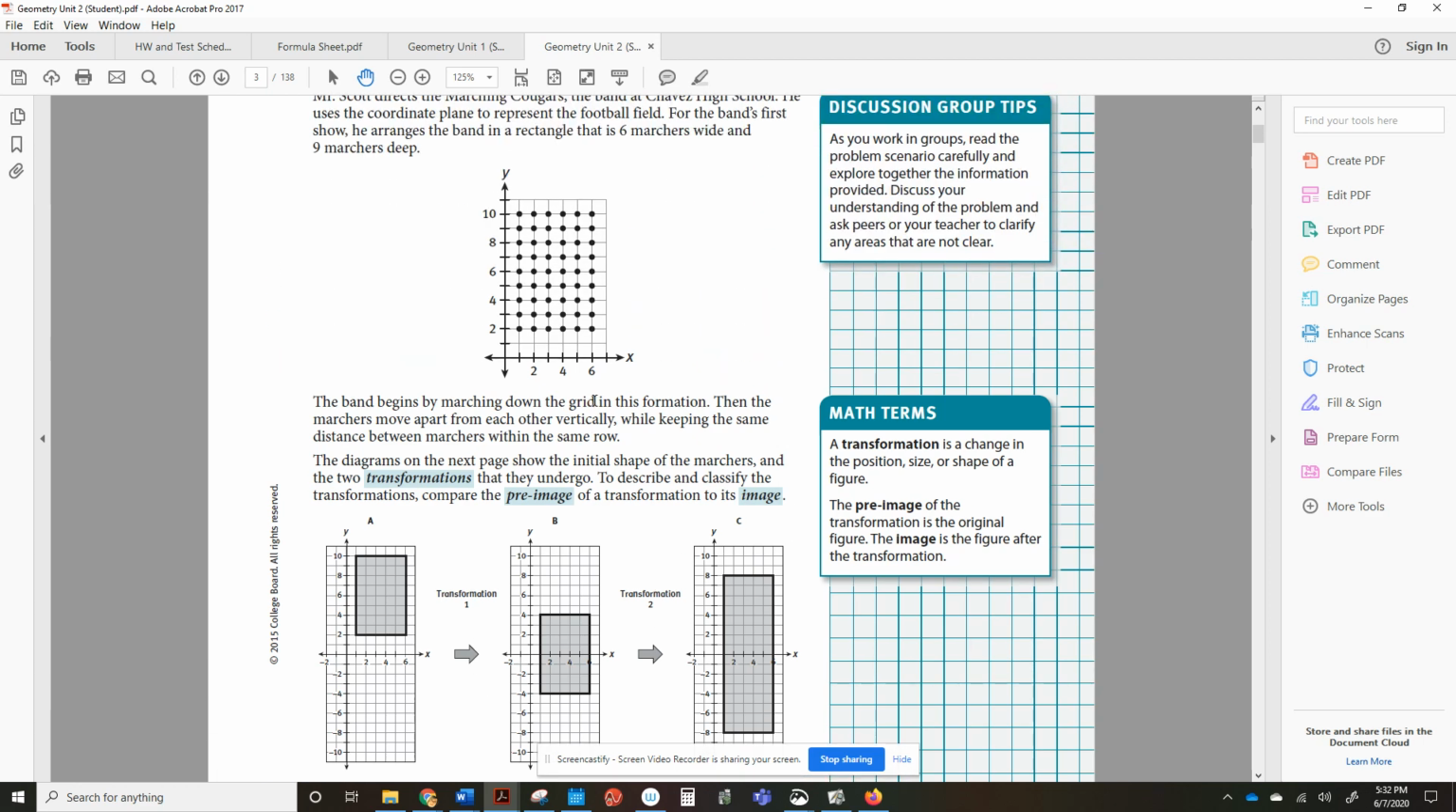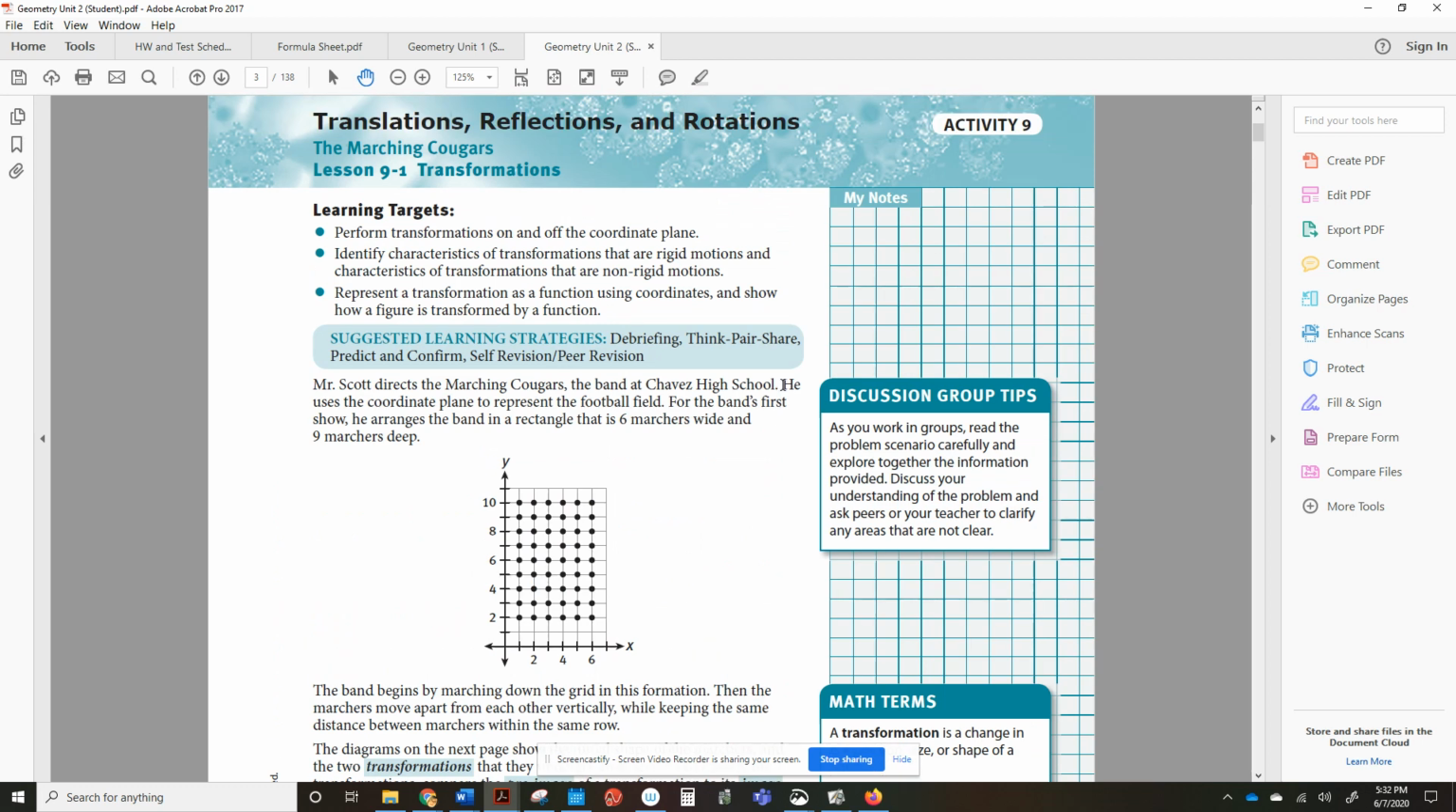So transformations in general: a transformation is just a change. We're changing it somehow. And depending on what kind of change we make will determine which one of these words we use to describe our transformation.